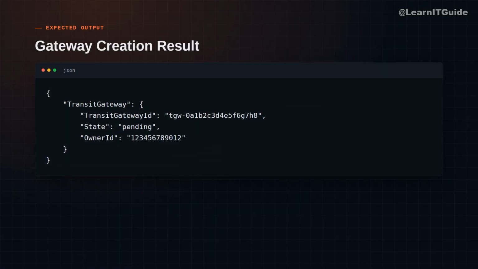This is the expected output. The state starts as pending. It usually takes a minute or two for the gateway to become available. Once the state changes to available, you can proceed to the next step. If you see an error here, check your credentials or your region settings.